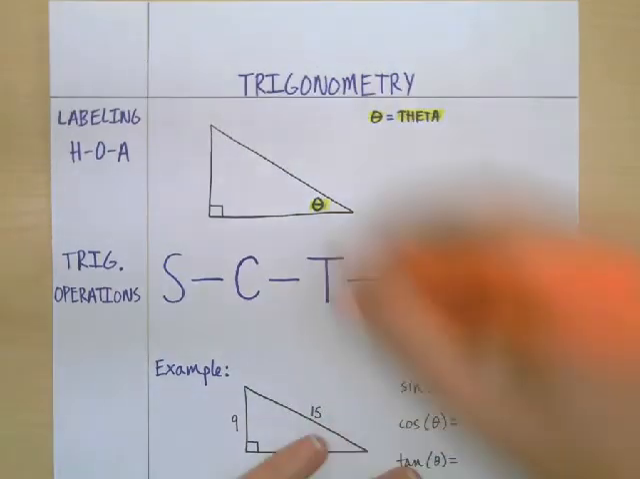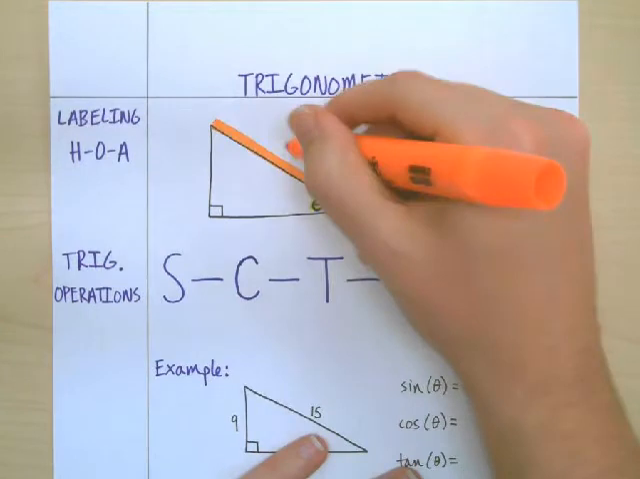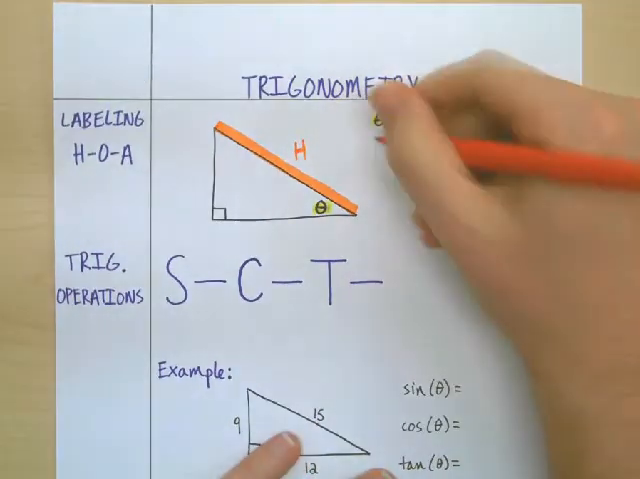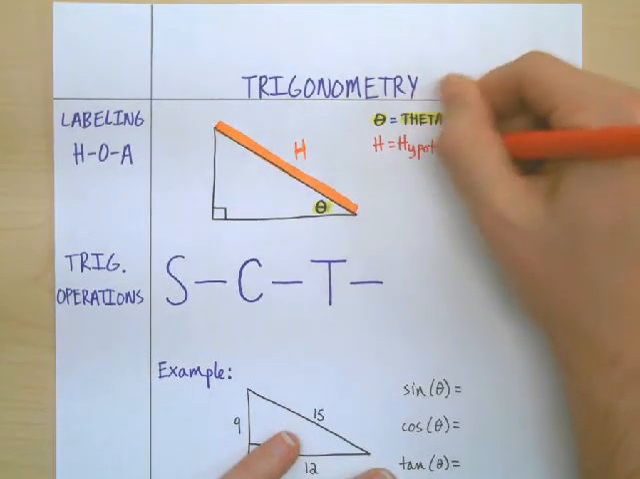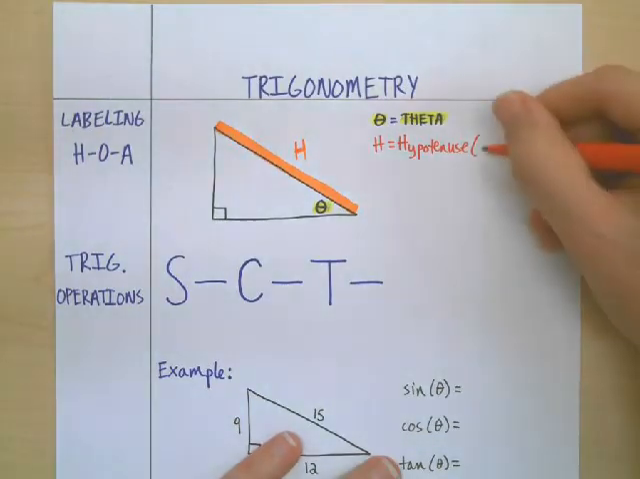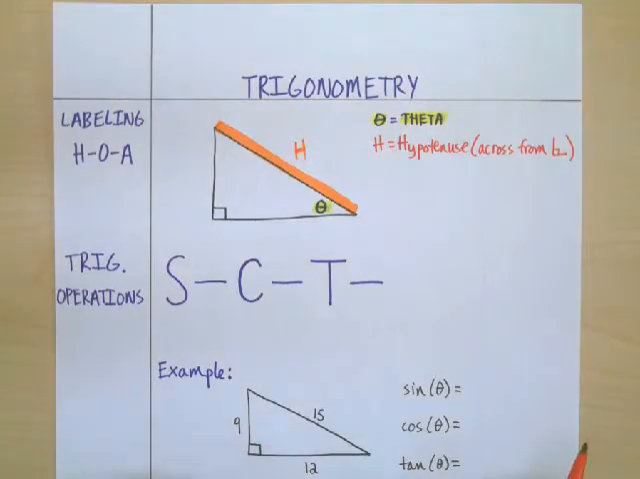So I am going to highlight this side of the triangle, and I'm going to label that H. H stands for hypotenuse. The hypotenuse is always across from the right angle.